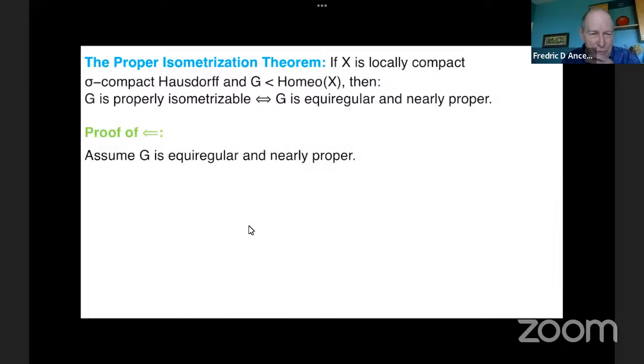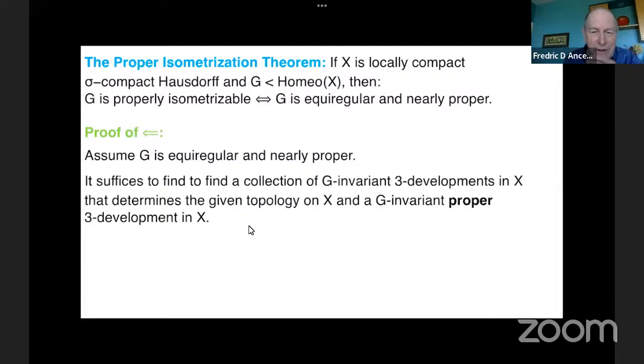Well, I sketched this proof, but if you assume in the hard direction that the group is equiregular and nearly proper, again, it suffices to find a proper... wait, what have I got? Oh, you have to do the thing you did in the non-proper case, namely find the G invariant 3 developments, and that will follow as it did before. And then you need a single proper 3 development.